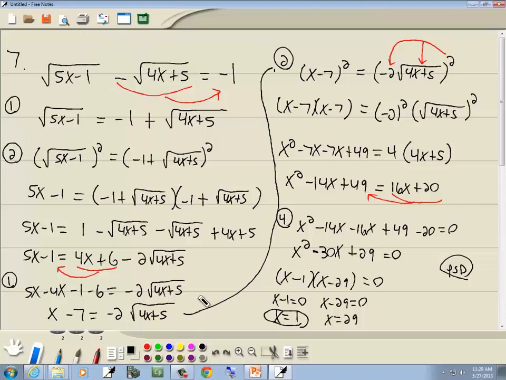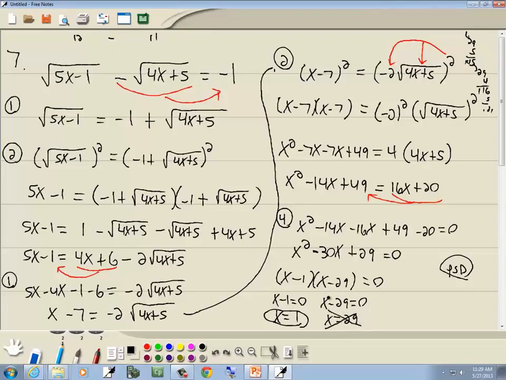Okay. 29. If I put 29 here, 4, 10, 145. I get 145 minus 1, which is 144, and the square root of 144 is 12. Minus, and if I put 29 here, what do I get? 116 plus 5 is 121. I get the square root of 121, which is 11. 12 minus 11 does not give us negative 1, so that doesn't check.